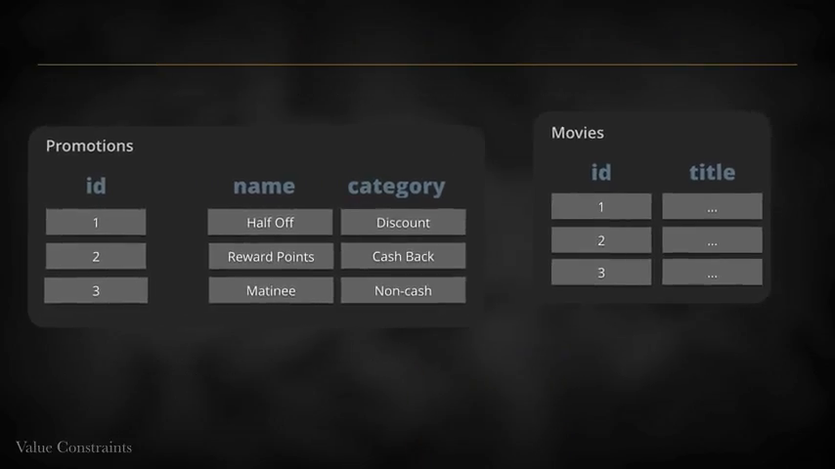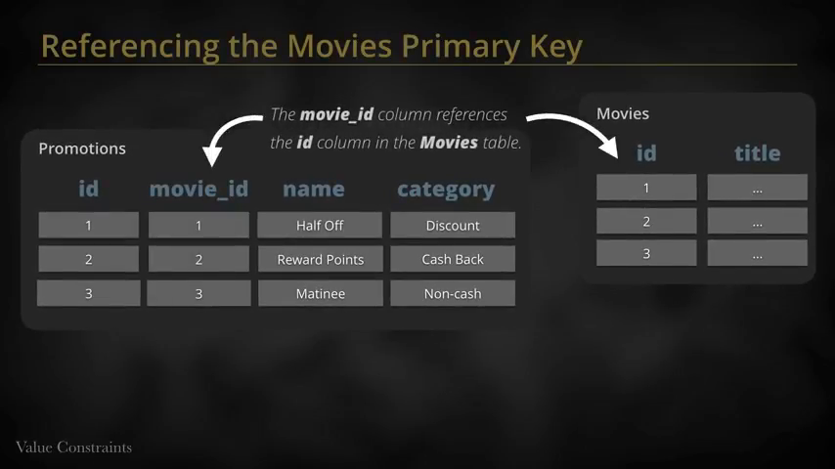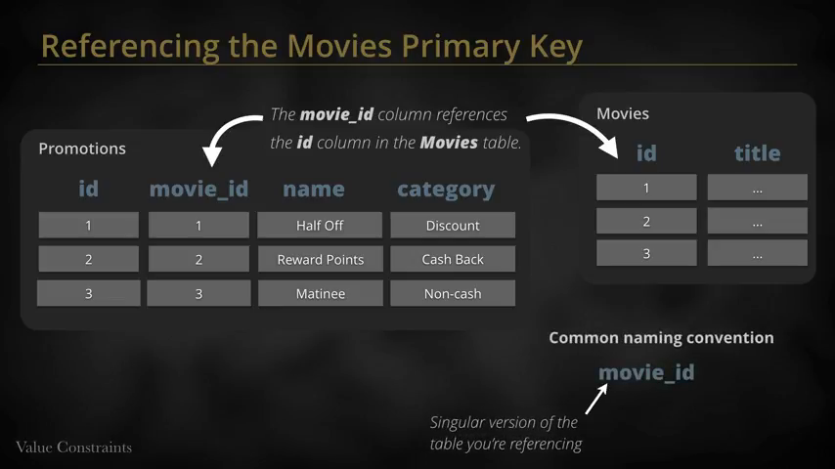But a better way to do this would be to reference the movie's primary key, that ID column, from the promotions table. So here you can see we've created a movie ID column, and that references the ID column in the movies table. When creating these types of references, there's a common naming convention. We singularize the table we're referencing, in this case movie, and then we use an underscore followed by the column name, in this case ID.